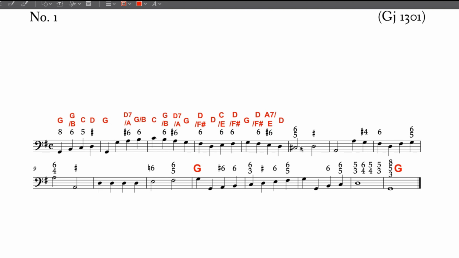Okay. Are we modulating to A major? Or are we modulating to A minor? Let's have a look. Sometimes it's not obvious. So let's just write this chord out. This will be an A7/C sharp. There we go. Look how much cleaner the figured bass notation is.